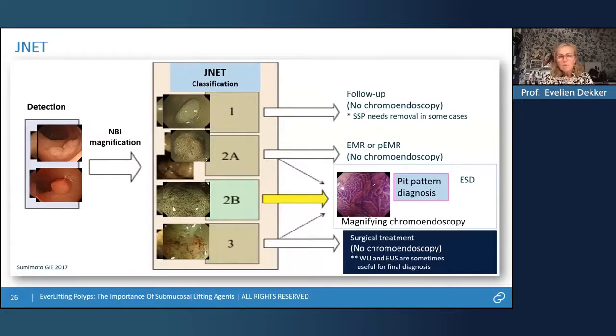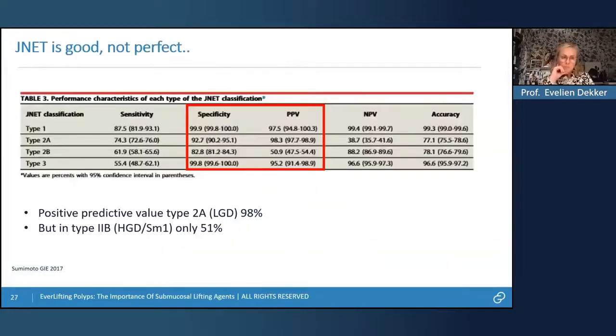So that's a bit different usually from how it is done in the Western world, but I think we can definitely learn from our Japanese colleagues in this sense. However, JNET is good, but neither perfect. So the positive predictive value of type 2A, which is just low-grade dysplasia, is 98%. But look at the positive predictive value for 2B. That's only 51%. So it's still difficult to really assess that well.